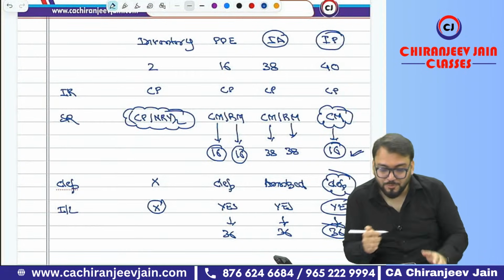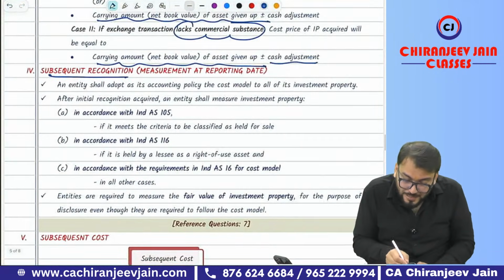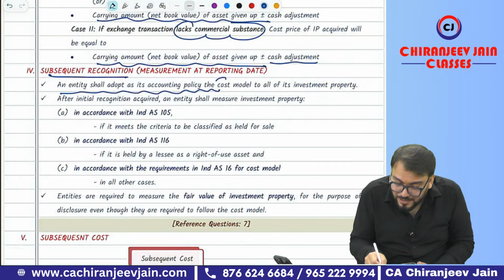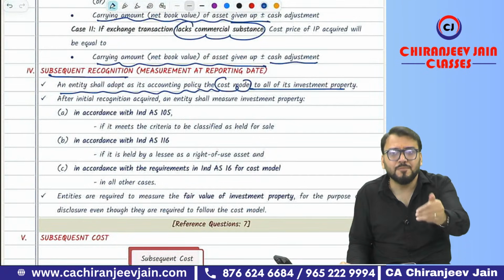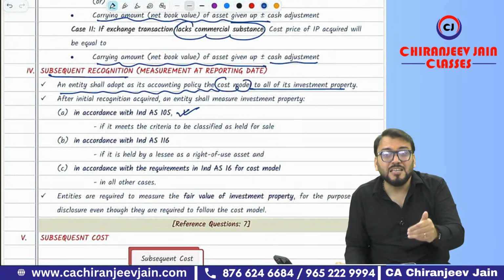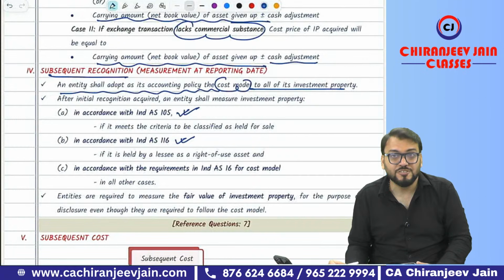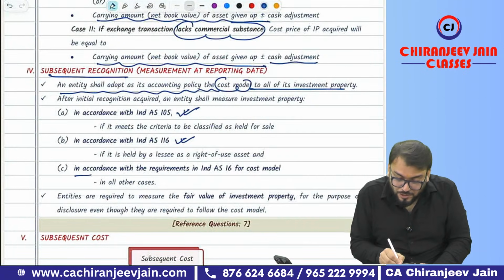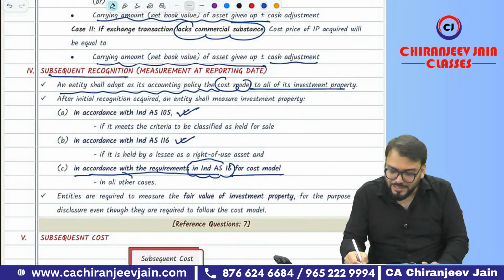Can we move? Yes, sir. So entities shall adopt the accounting policy under the cost model for all investment property. But if investment property is classified as held for sale, then Ind AS 105 will be applicable. Any investment property held by a lessee as a right-of-use asset, subsequent recognition is also done as per Ind AS 116. And for the balance investment property, we will do subsequent recognition under the cost model with the requirement of Ind AS 16. That only I have explained right now.